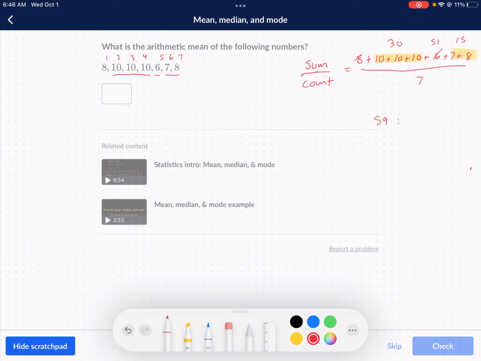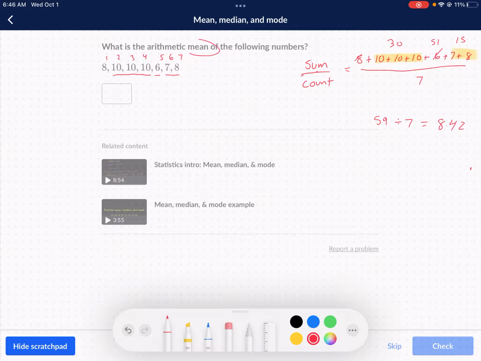Now, there's 7 data points, so I need to divide that by 7. That's not one of the ones that's super easy. I wonder how many decimal places they want it. So let's go ahead and get out a calculator. I'm going to do 59 divided by 7, and I get 8.42.